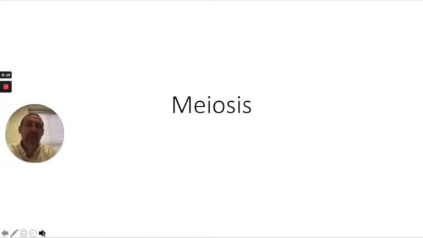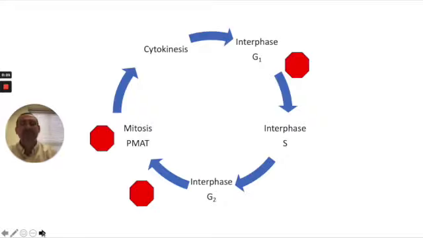This lesson is about meiosis. Meiosis is the division of sex cells, sperm and egg. Sometimes they're called gametes. But let's remind ourselves of the cell cycle.